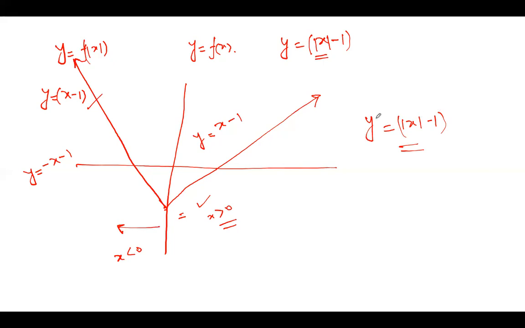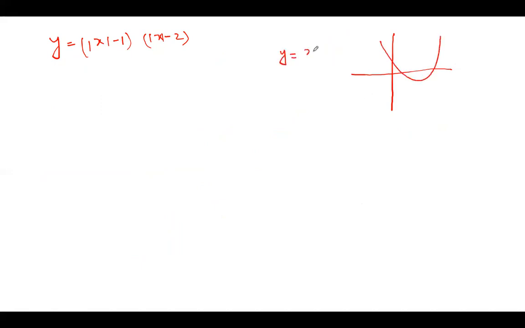We'll get the graph of y equals |x|. Going for one more example: |x - 1||x - 2|. Let's draw the graph of (x - 1)(x - 2). We know that (x - 1)(x - 2) is something like this. This is the graph of y = (x - 1)(x - 2).